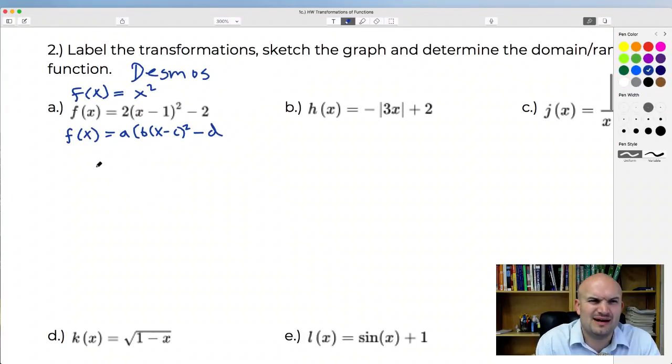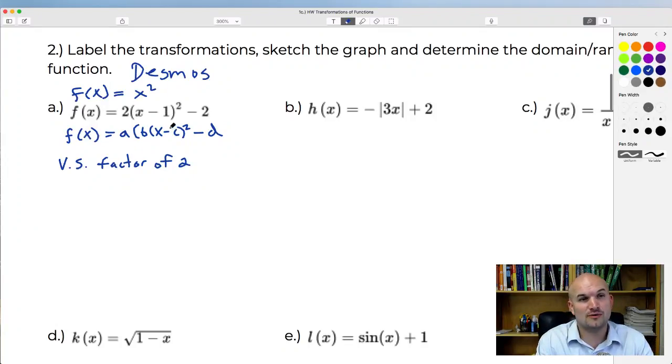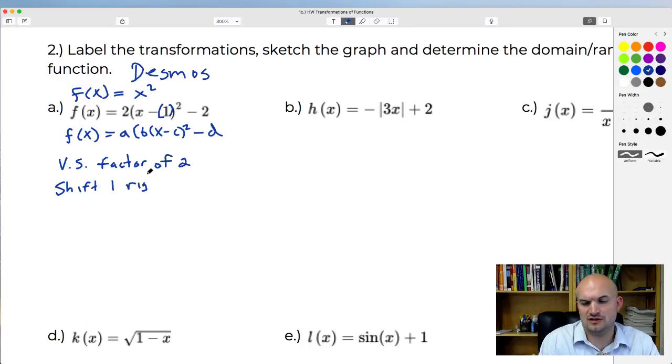So I'll write that. Our a is going to be, since a is larger than 1, a vertical stretch, factor of 2. We have a c, which is negative 1, or c is really positive 1, because it's x minus c. So it's really 1, so you're shifting it 1 unit to the right. So we're going to say shift right 1. And then we're going to shift down 2.